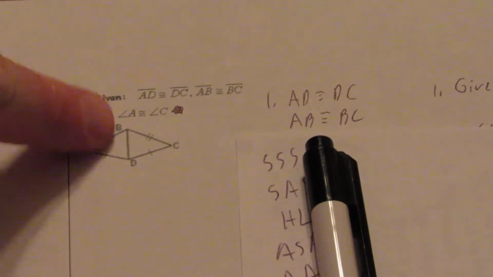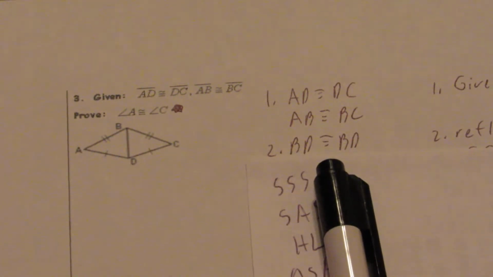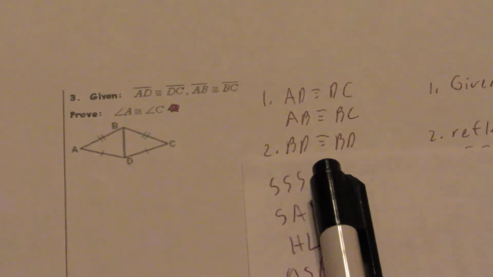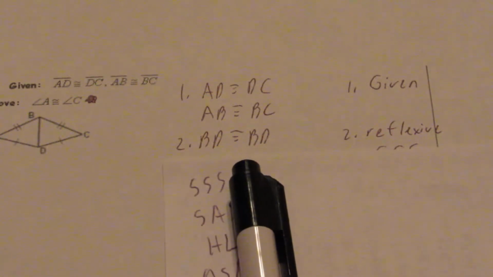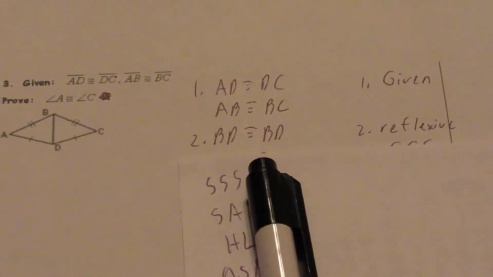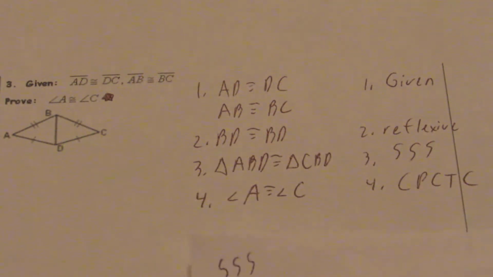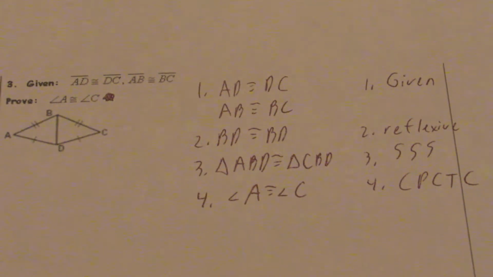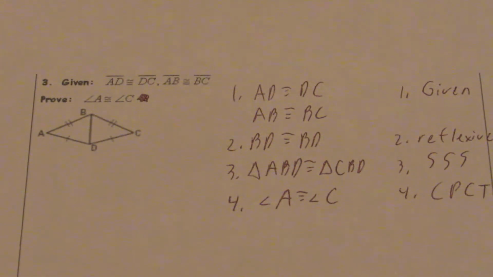Then I have BD that connects, that is in both triangles. So I do BD congruent to BD by reflexive. And I can't see my reasons here. So then I prove my triangles congruent by side, side, side. And then angle A is congruent to angle C by CPCTC.